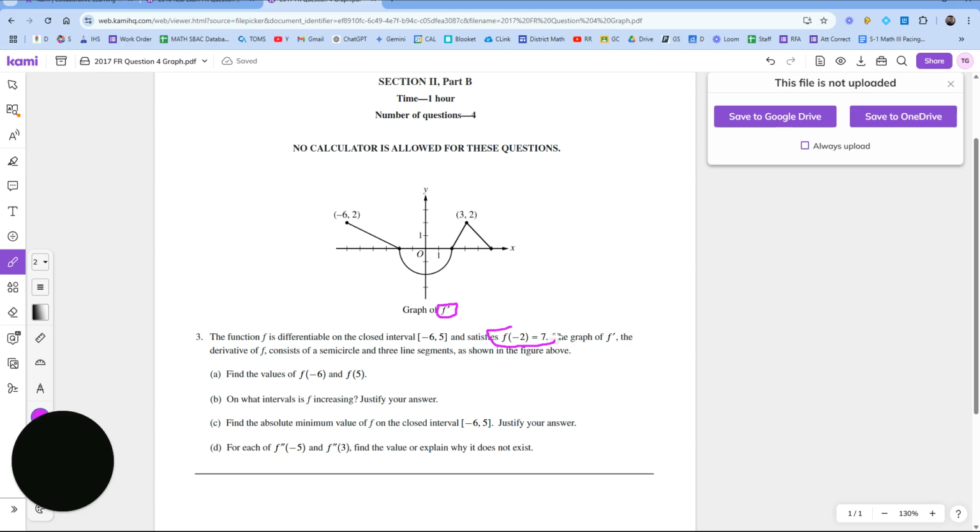And it gives you a starting point. So when x is -2, the function's value is 7. You're given the graph of the derivative, and it's a semicircle and 3 line segments. And then we get started. So first, find the values of f at -6 and f at 5. How do I do that with calculus? So they give you a starting value for the function, which is 7, and then the x value is -2. So let's look at that.